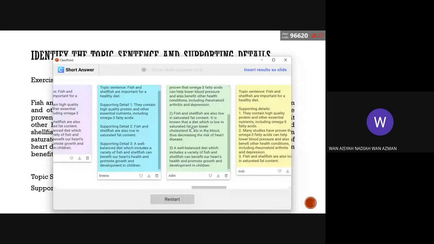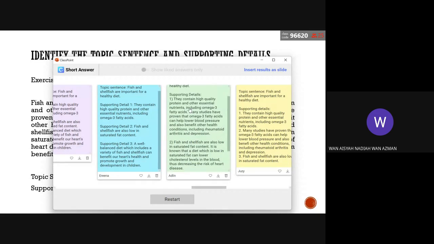Okay, so for the description, okay, for the elaboration of the second supporting detail, okay, we have it. It is known that a diet which is low in saturated fats can lower cholesterol levels in the blood, thus decreasing the risk of heart disease. So, okay, very good, Adeline. Okay, so for the second supporting details, okay, the supporting detail is complete if you also write down the elaboration of the supporting detail, just like the first one, which is this one.